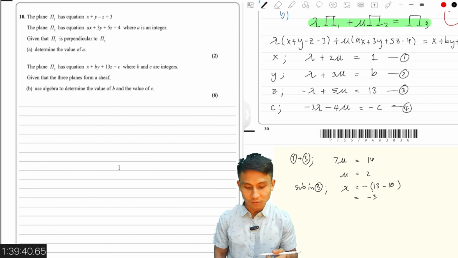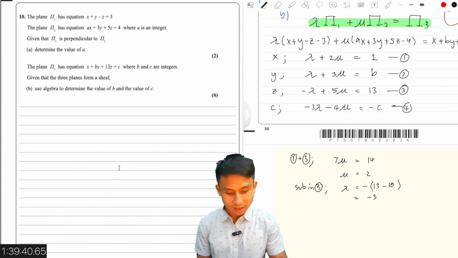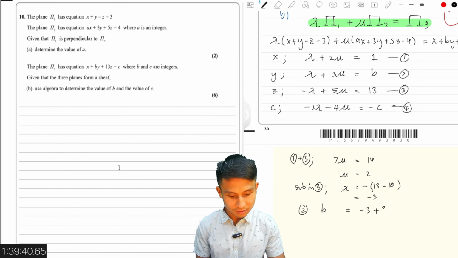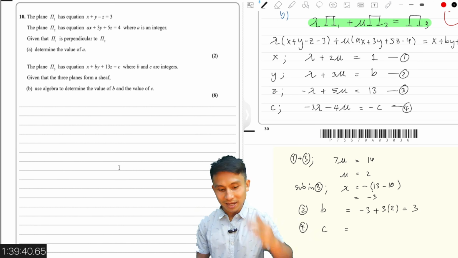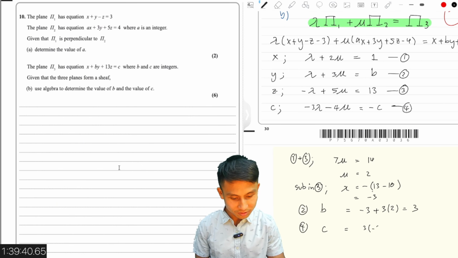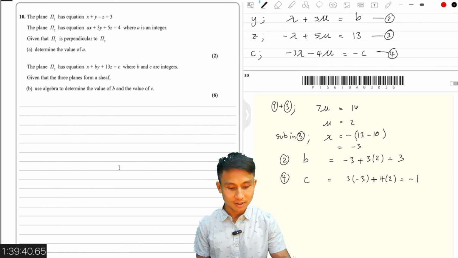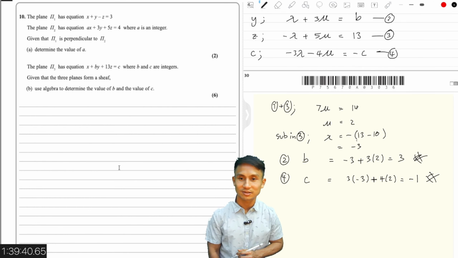And that would allow you to solve, well, let me check with the first equation, see if it works. Yep. So we can do the second equation to get b. So b equals lambda, which is minus 3, plus 3 mu, which is 2, so this is 3. And then for the fourth equation, we get c equals, well, if we minus the whole thing, if we simplify by minus 1, we're going to get 3 lambda, which is minus 3, plus, because I multiplied by minus 1, plus 4 mu, which is 2. So that would give me minus 9 plus 8, which is minus 1. And that's the answer there for those b and c values.